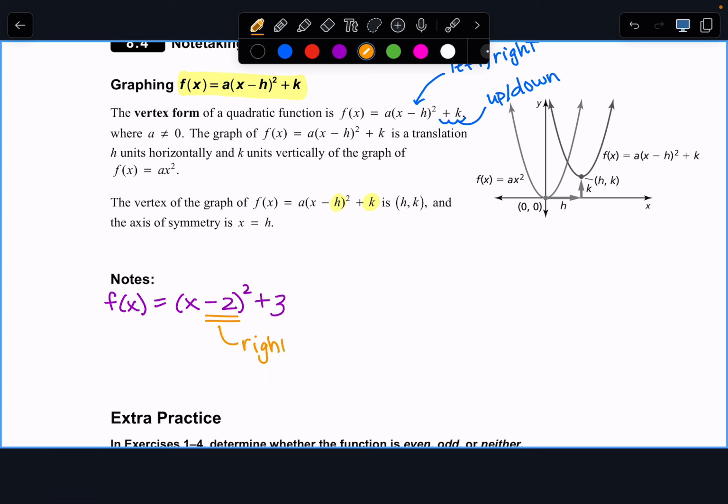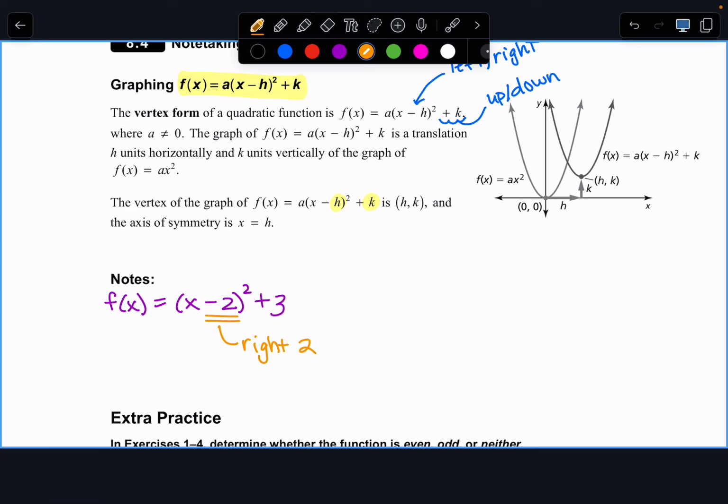Okay? So inside the parentheses, it's left and right, but unfortunately it's going to be backwards from what our brain wants. It's x minus h. So x minus 2 means we're moving in the positive direction. We're moving right 2. Okay?